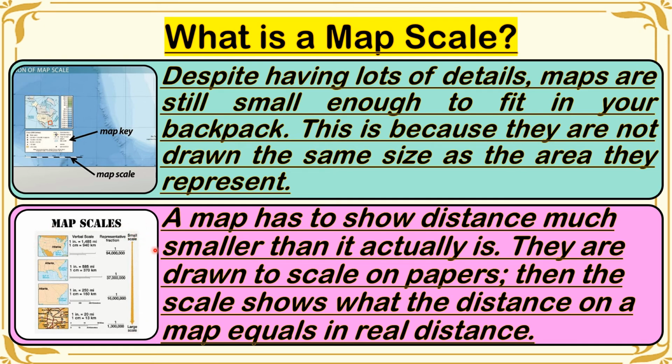So we can see here small scale map to large scale. This one is a representative or fractional scale. This one too, this one too, and this one too. We can also see here a statement scale or written scale. And at the top, we have here a linear or bar scale.